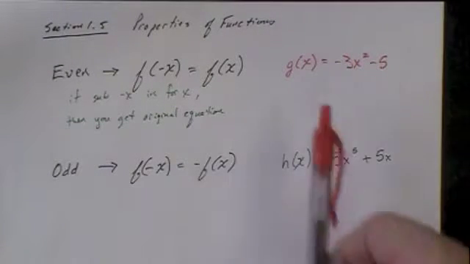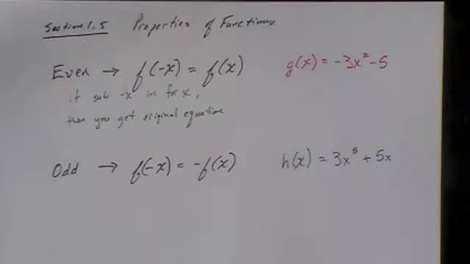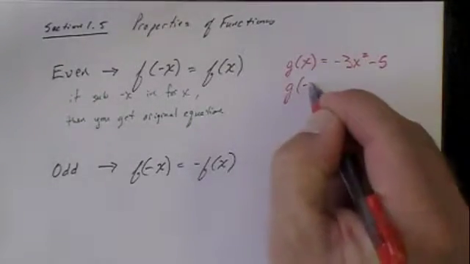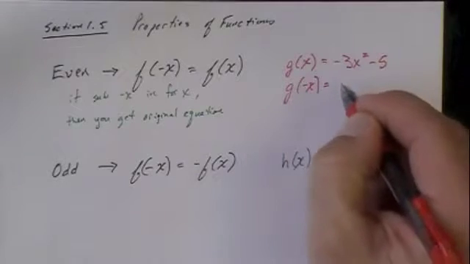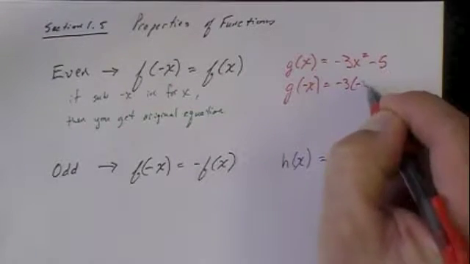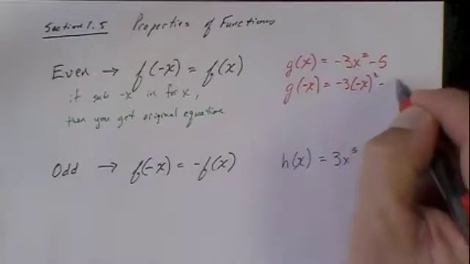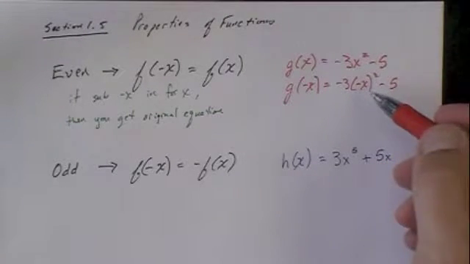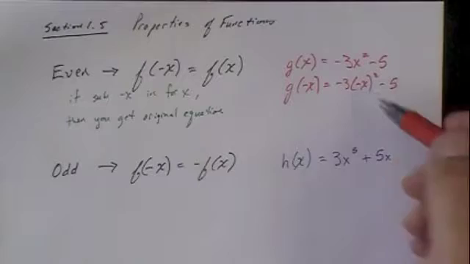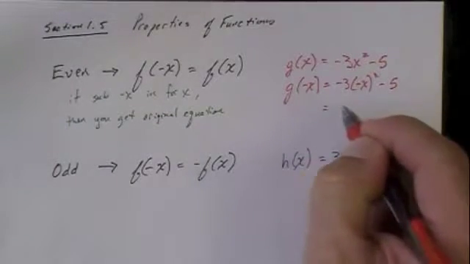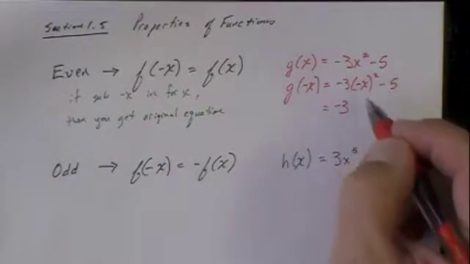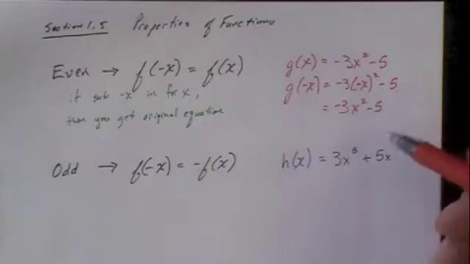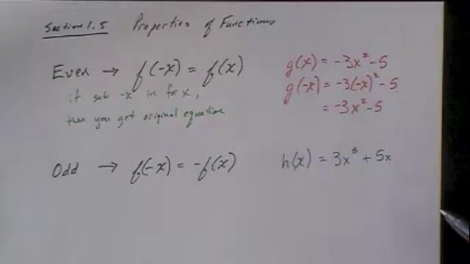So if we look at this function g of x, where g of x is equal to negative 3x squared minus 5. If we plug in the opposite of x, so we have negative 3 times the opposite of x squared minus 5. The opposite of x squared is opposite of x times the opposite of x. Those would cancel out. We're going to end up with, still have negative 3 x squared, and then we still have minus 5. We get the original equation back.